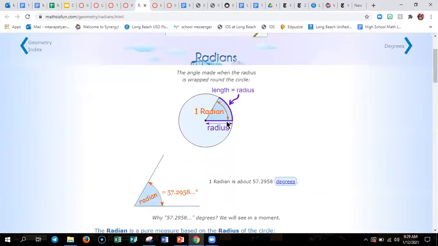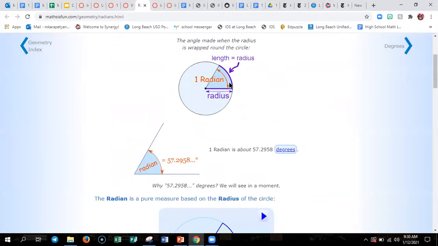Okay, it's essentially how many times your radius goes around your circumference. I was trying to find the words for it. It's how many times your radius goes around your circumference. And what they found was that's actually a constant number.